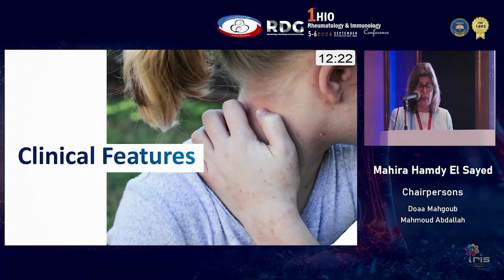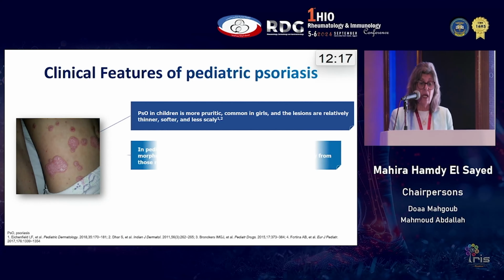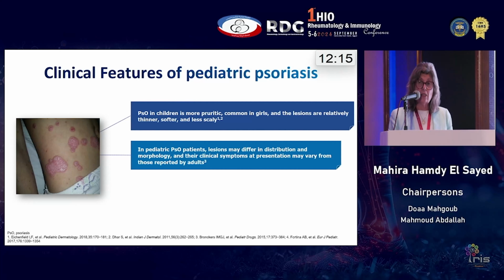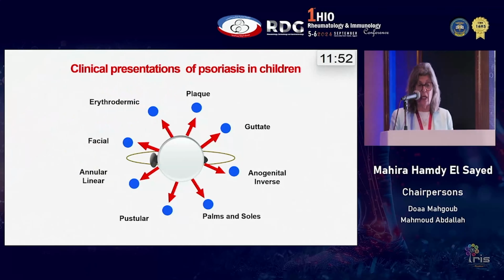It's important. The clinical features of psoriasis in children are the same as in adults, though it's more itchy. Psoriasis is more common in girls. The lesions are thinner, softer, less scaly. They may differ in distribution from those reported in adults, because we will find more facial psoriasis, more flexural psoriasis, especially in the diaper area. And the plaques are usually much smaller, so sometimes they're quite difficult to diagnose.